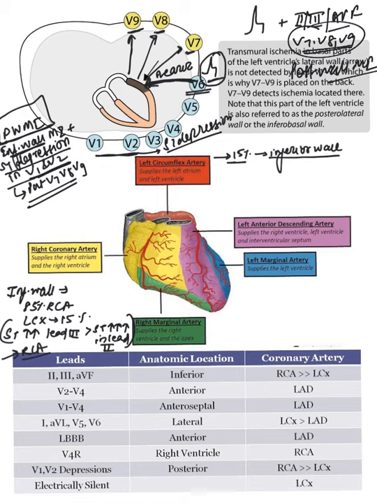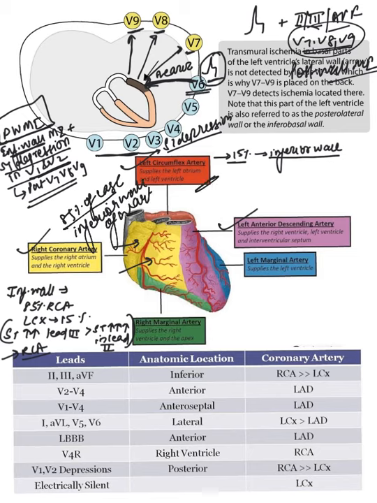Now let's look at the arterial circulation of the heart. It is supplied by 3 major arteries: the right coronary artery, the left circumflex artery and the left anterior descending artery. The right coronary artery supplies the right atrium and the right ventricle, and in 85% of cases it gives a posterior descending branch which supplies the inferior wall of the heart.